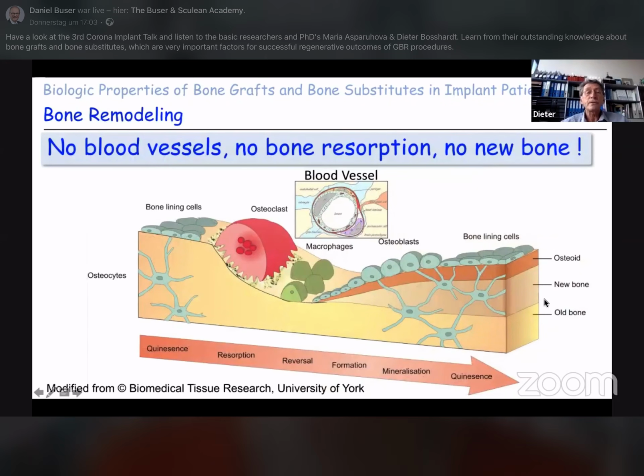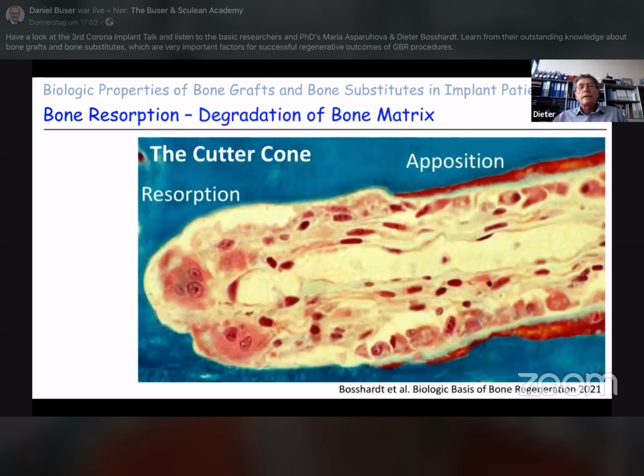Now, this schematic drawing illustrates bone remodeling, resorption by osteoclasts, bone formation by osteoblasts. And what was not included in that schematic drawing were the blood vessels, but the blood vessels are very important also here. They also provide the macrophages, which then fuse to form the osteoclasts, and also the nutrients and other factors. And also, together with the blood vessels, the osteoprogenitors come to that remodeling site.